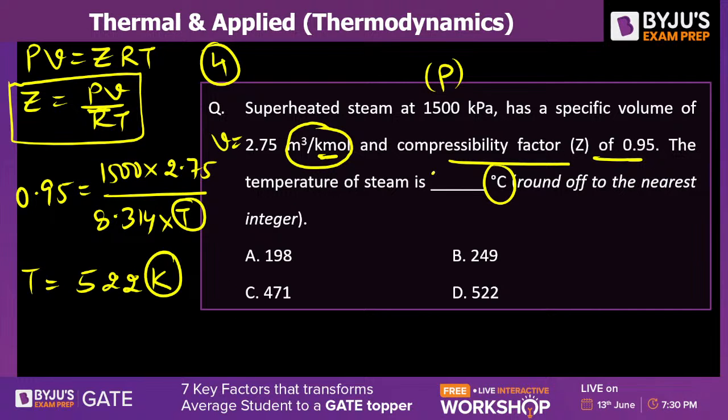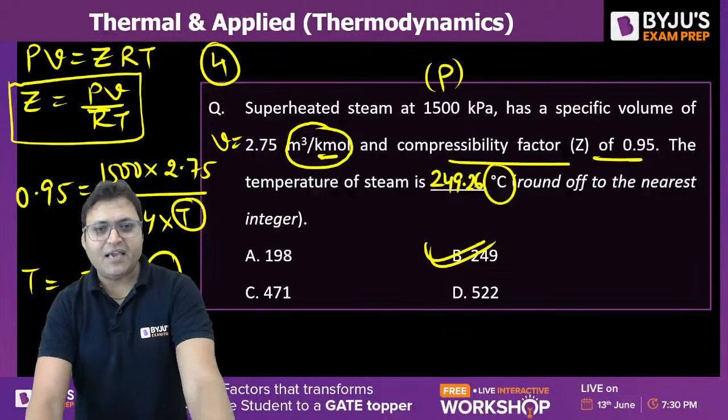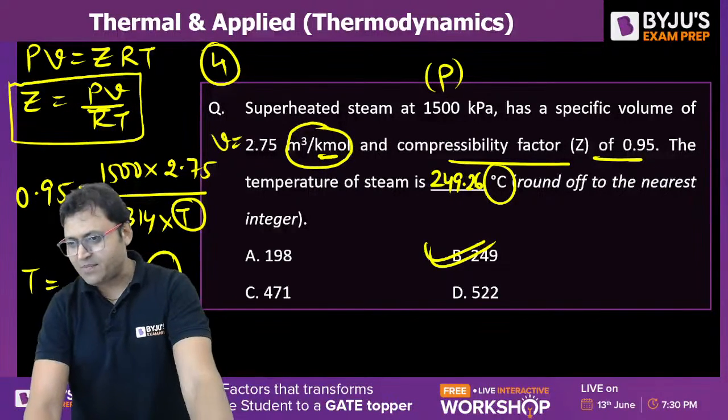The temperature in Kelvin will be 249.26. Okay, it is already there. B option is correct. Option B, 522 will be in Kelvin. The temperature is 522 in Kelvin.